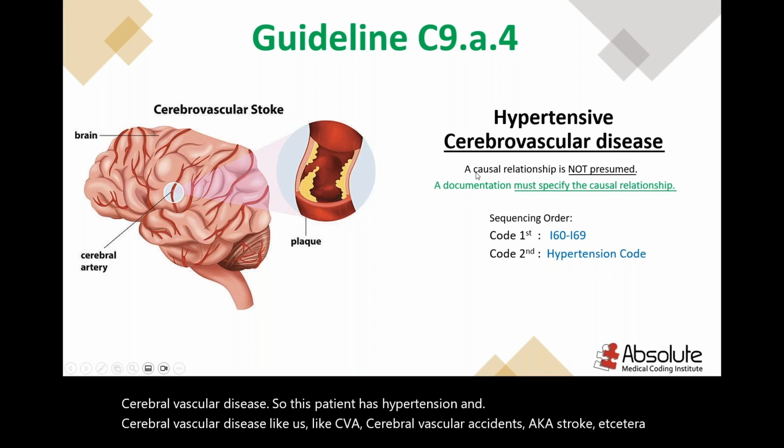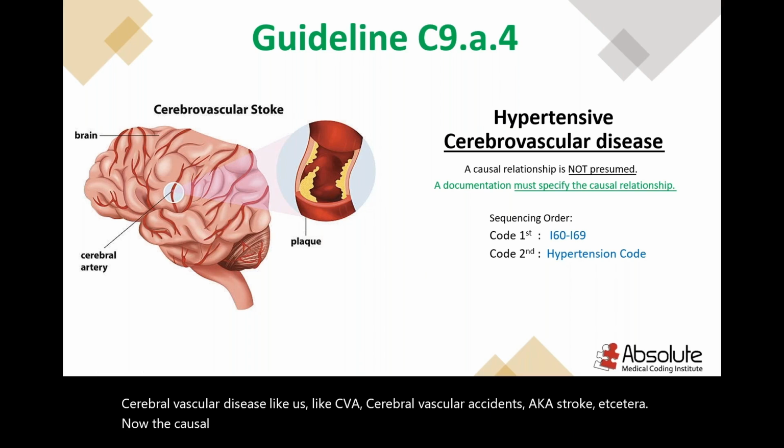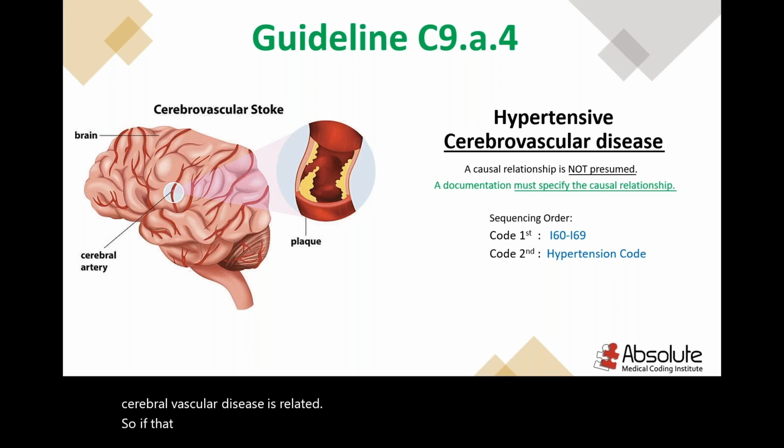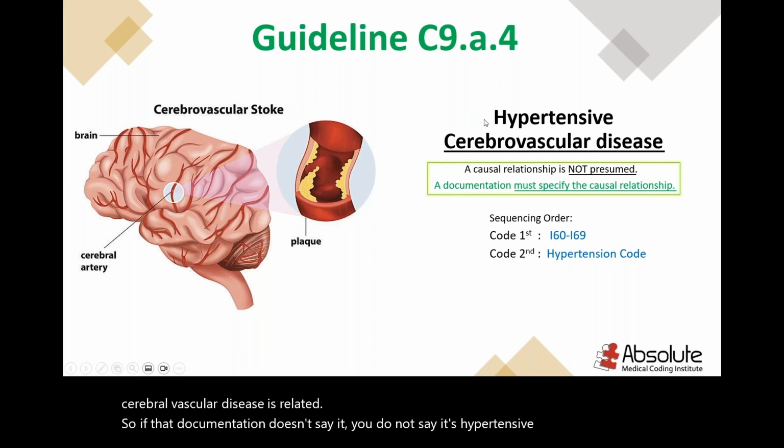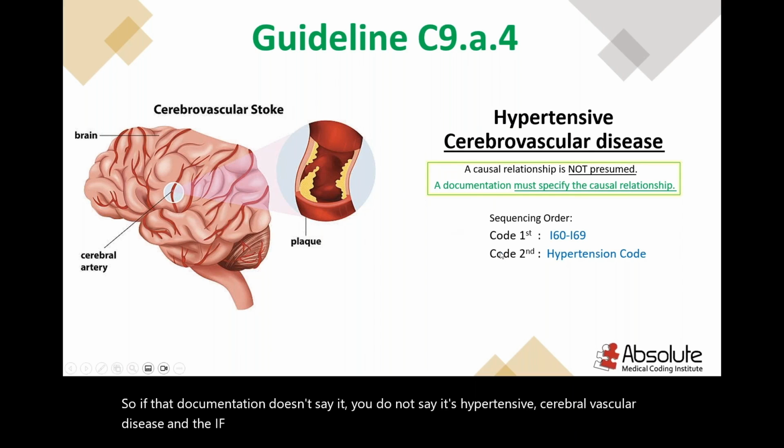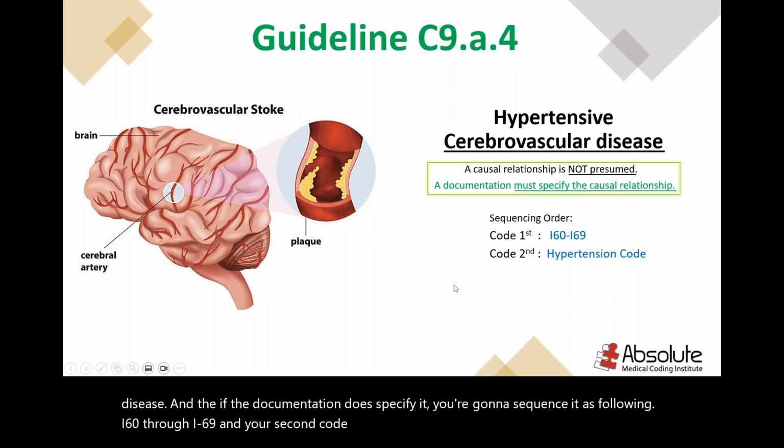Now, the causal relationship is not presumed. So the doctor has to say that the hypertension and the cerebrovascular disease are related. So if the documentation doesn't say it, you do not say it's hypertensive cerebrovascular disease. And if the documentation does specify it, you're going to sequence it as following: I60 through I69, and your second code will be your hypertension code.